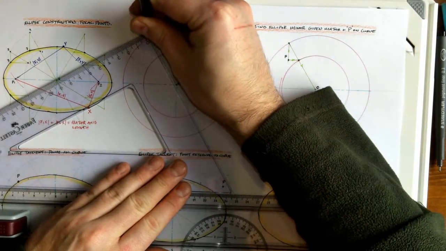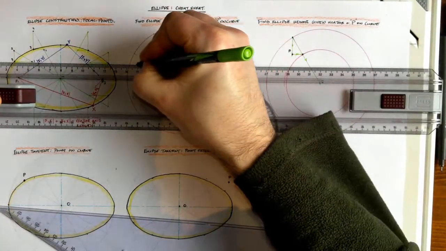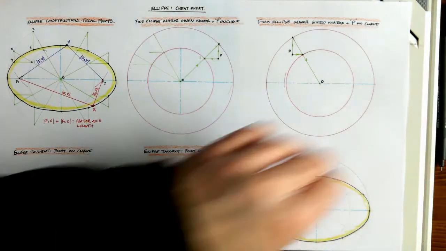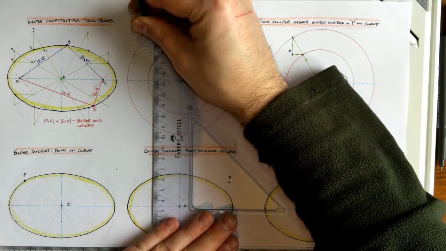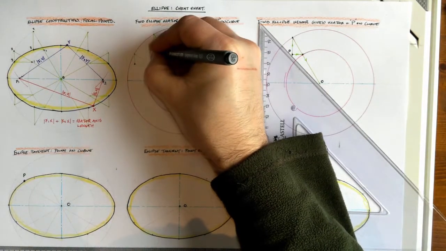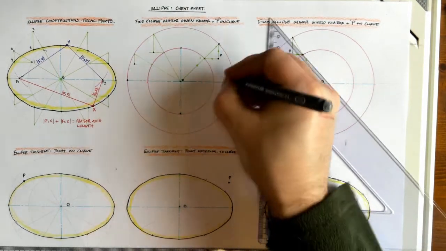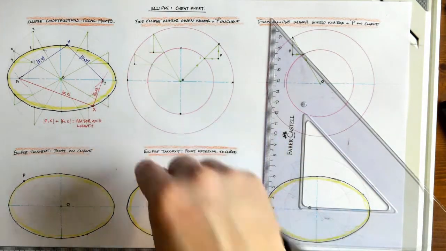I then make my little triangles here, here, and drop the vertical lines to intersect. That gives me 2 points there on the ellipse. Bear in mind that we already have that one, that one, that one, and that one. Now what I can do here is mirror them through to the other side.